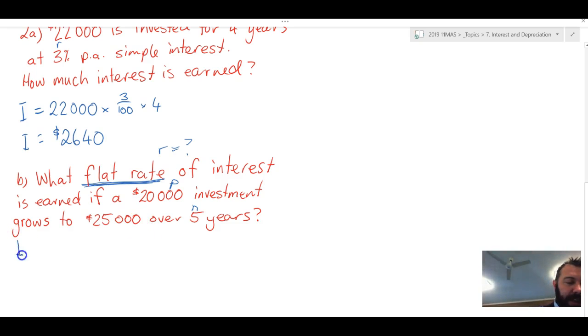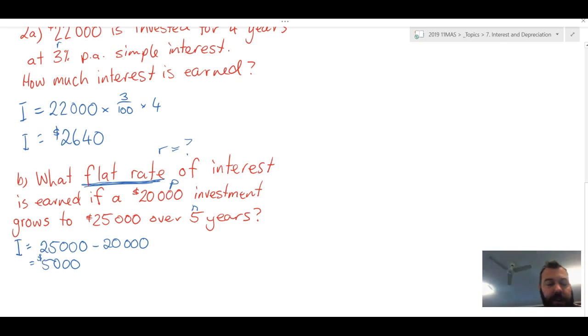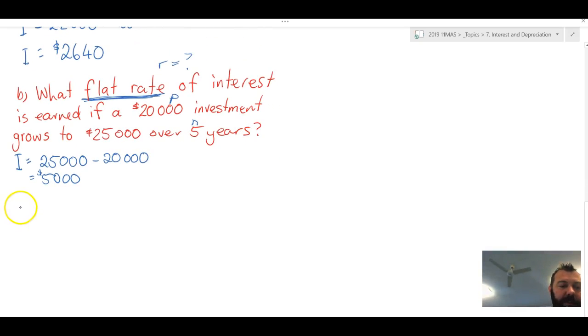So first of all, I'm going to say that my interest is equal to what I finished with minus what I started with, which is equal to $5,000. Okay, so now I've got the interest. Now we're going to substitute into our formula, and I'm going to say that 5,000, remember interest equals PRN, so 5,000 equals 20,000 times some unknown rate times my N of 5 years. I can tidy that up a bit. Now 20,000 times 5 is 100,000.